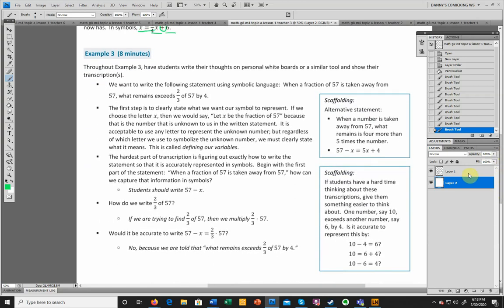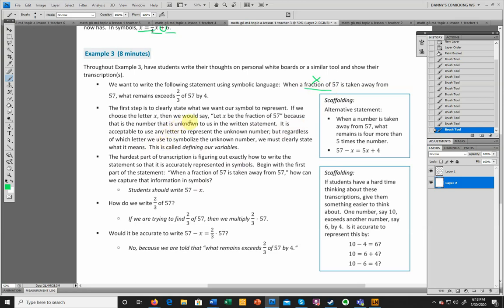Example 3. We want to write the following statement using symbolic language. When a fraction of 57 is taken away from 57, what remains exceeds 2/3 of 57 by 4. So the fraction could be x. The first step is to clearly state what we want our symbol to represent. If we choose the letter x, then we would say let x be the fraction of 57, which is what we said. Our fraction is x.